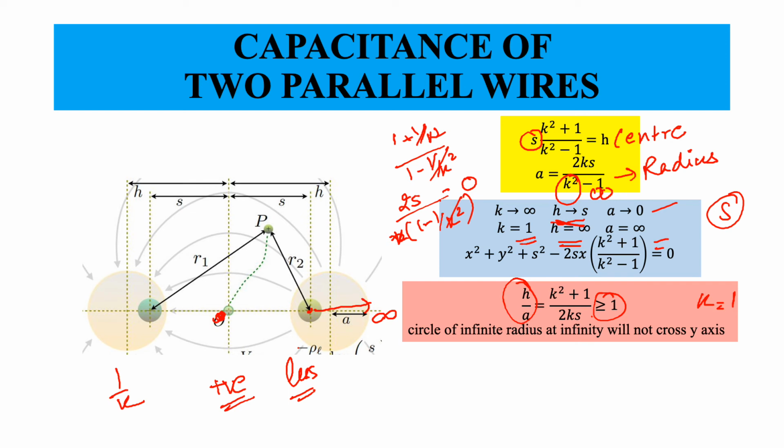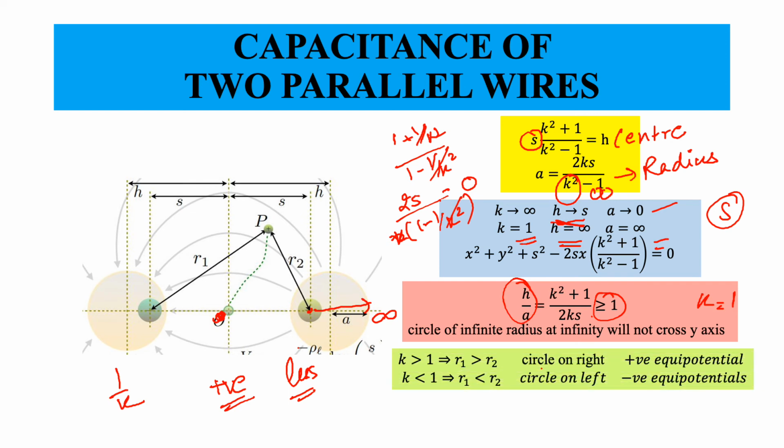So let's just summarize. When k is greater than 1, that is R1 is greater than R2, the circle on the right will give you positive equipotential. And when k is less than 1, this implies that R1 is less than R2, the circle on the left will give you negative equipotentials. And V0 goes to infinity implies k has gone to infinity. In that case h is equal to s and a is equal to 0.